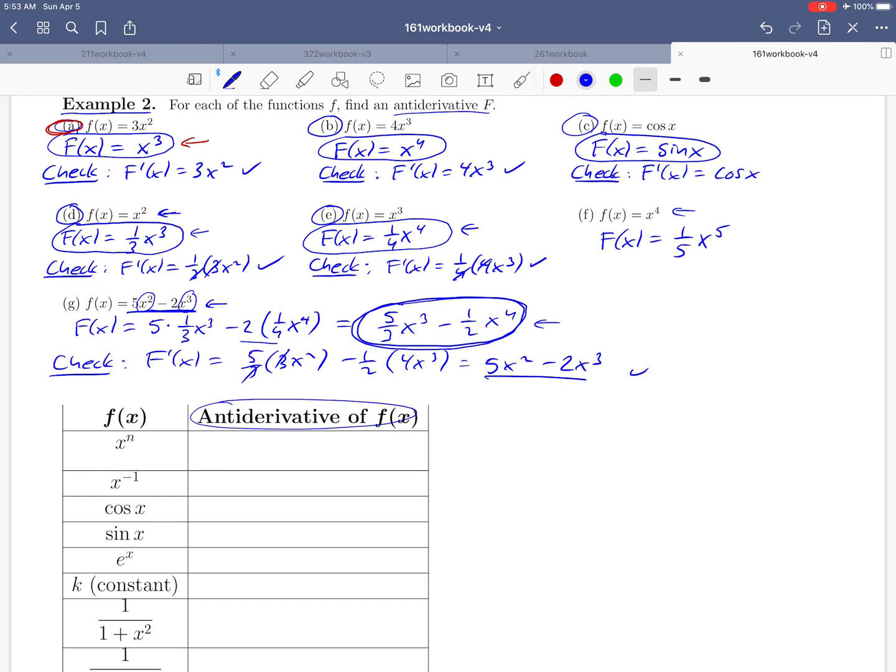Okay, so in the next video, we're going to try to take some of the stuff that we learned in example 2 and see if we can come up with a nice table of antiderivatives for common functions that are going to come up over and over again.